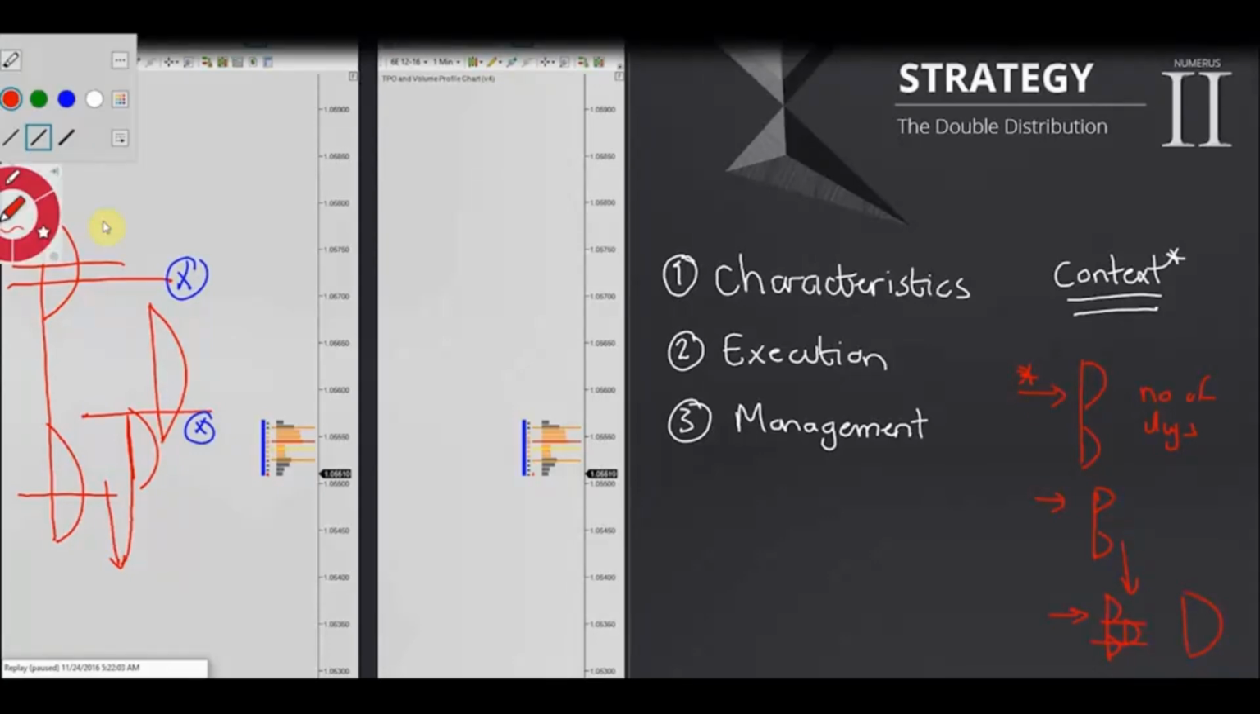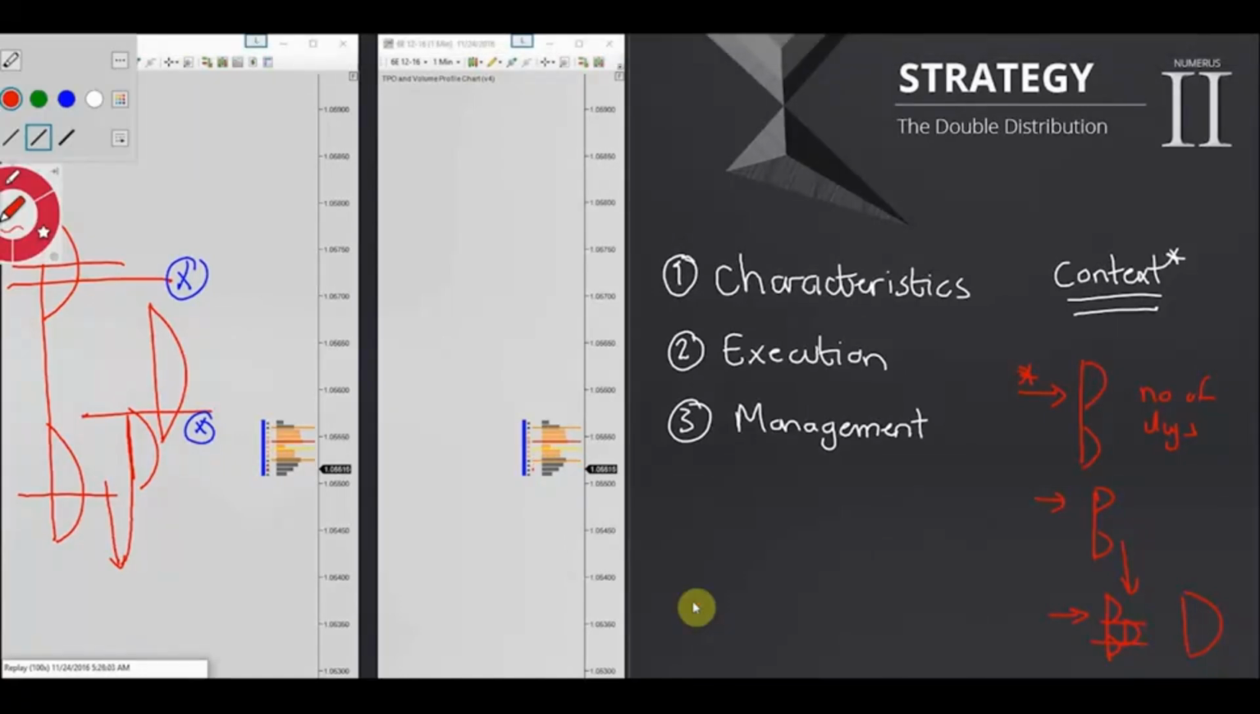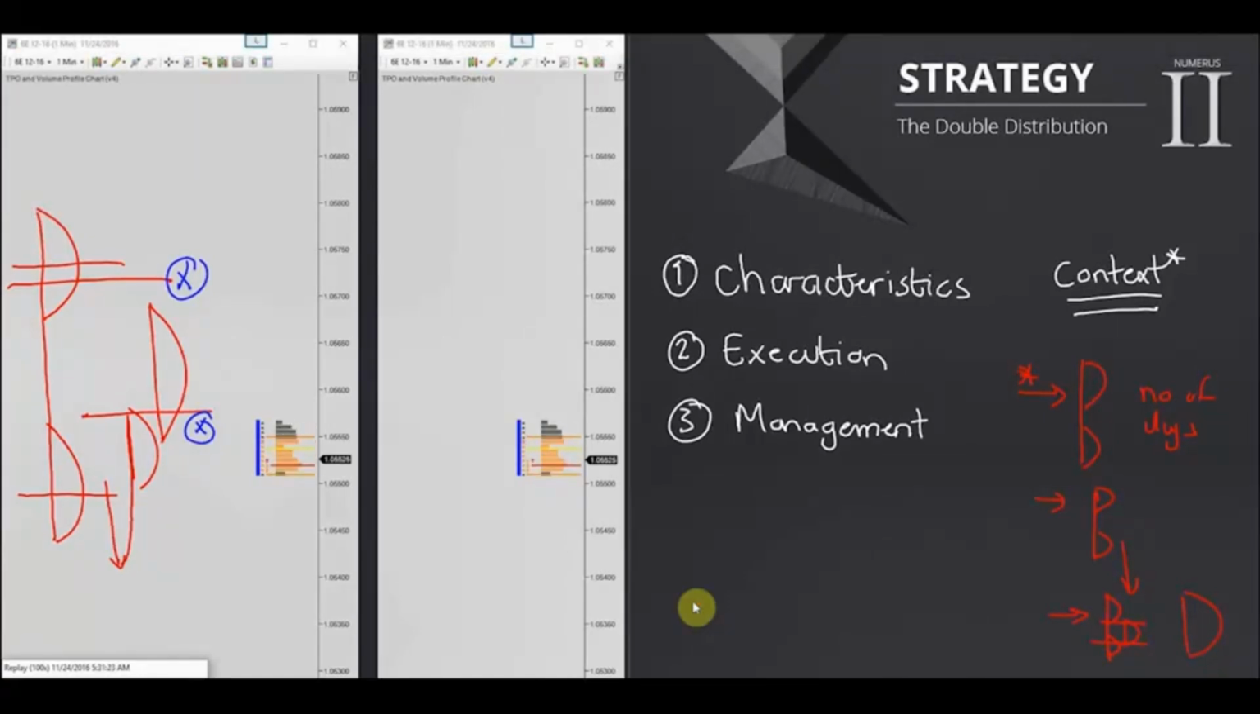So let's get into it then. Let's hit the play button, and we can start to go through the strategy bit by bit. Now, as you can see, the market opens up. We're firmly inside the previous day's value area. So a very slow, docile type start to the day.